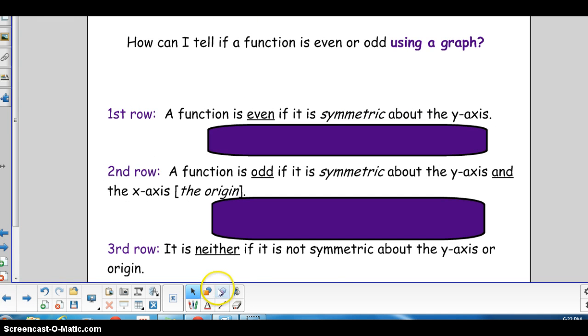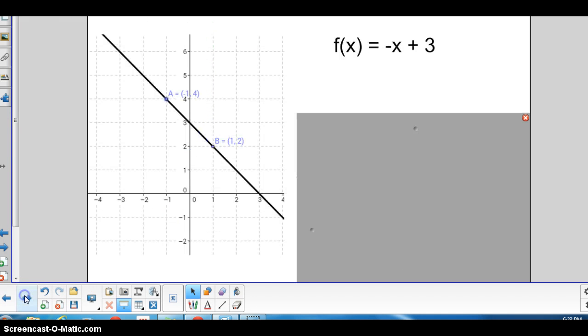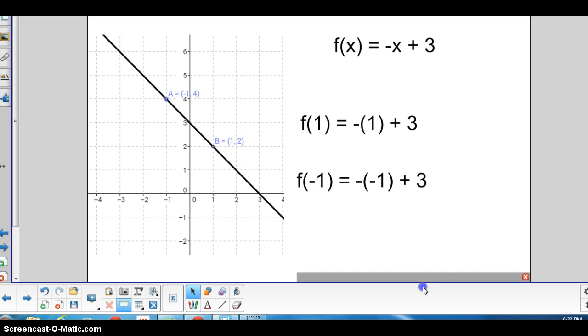All right, lastly, it's neither if it's not symmetric about the y-axis or the origin. So here we've got an example of a line. The equation of this line is f of x equals negative x plus 3. As you can see, when you plug in negative 1 into the function, you get 4 as its output, and when you plug in 1, you get 2. So these are neither the same nor the opposite, so we would call this function neither.